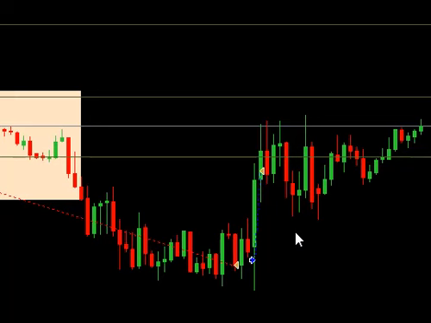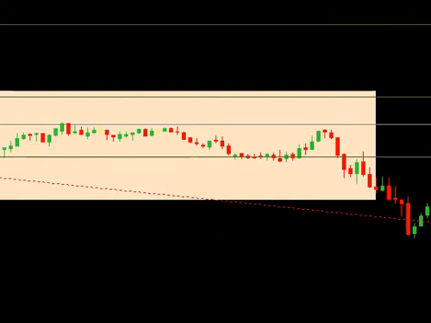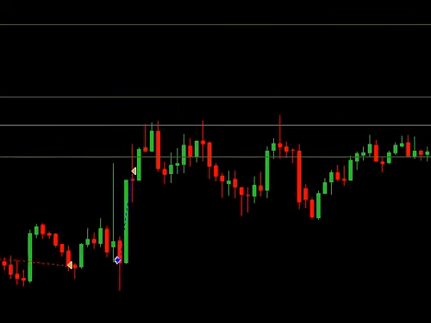Anyway, what I'll do now, because you can't really see it from this, is go down to a 5 minute chart here, and there we go.